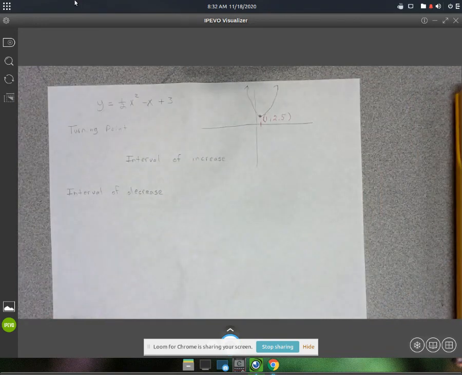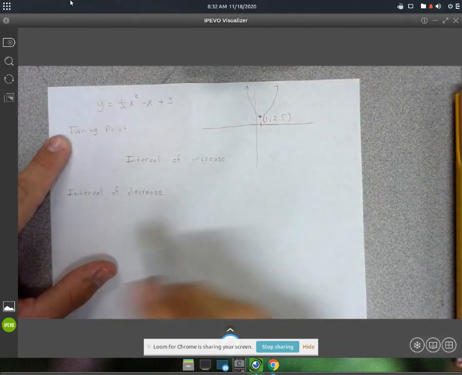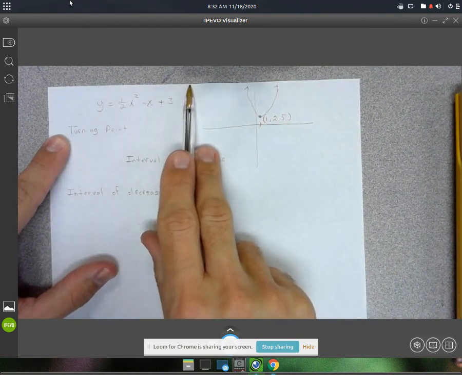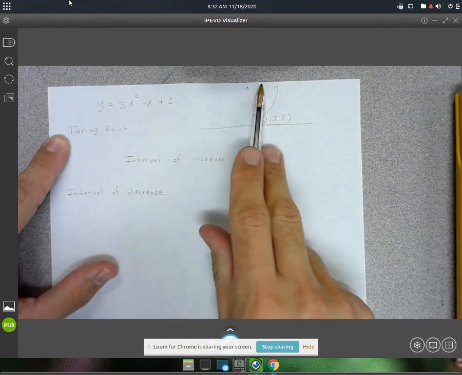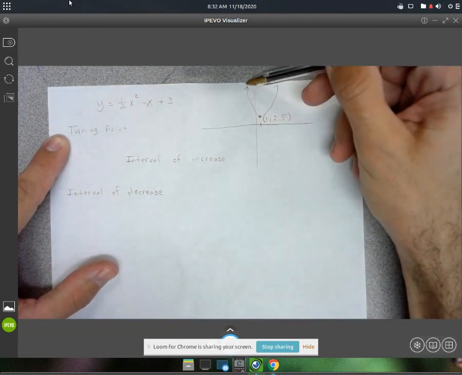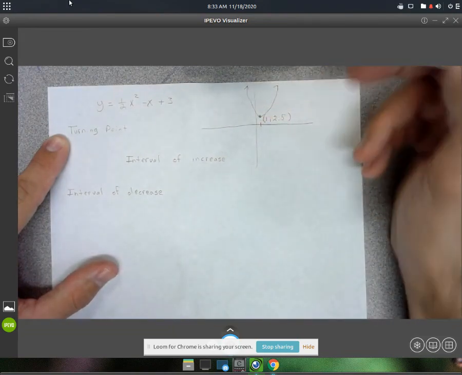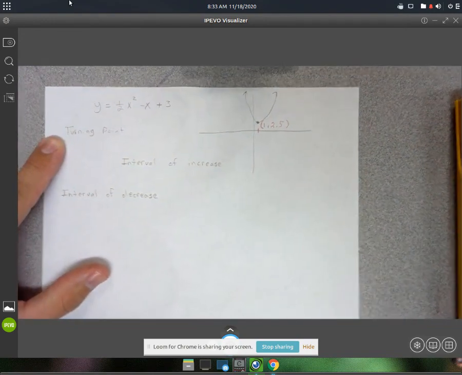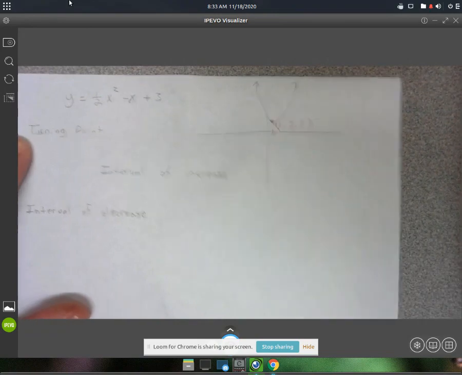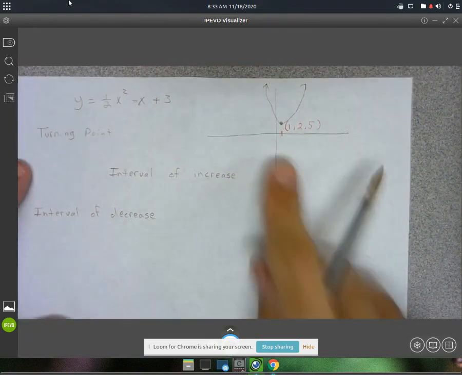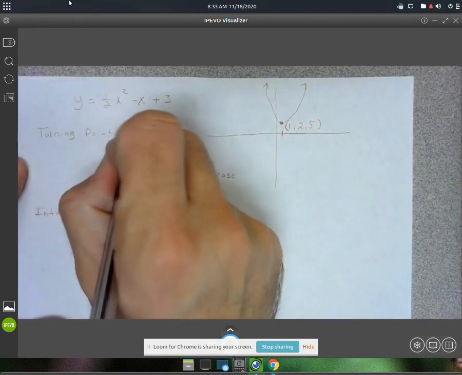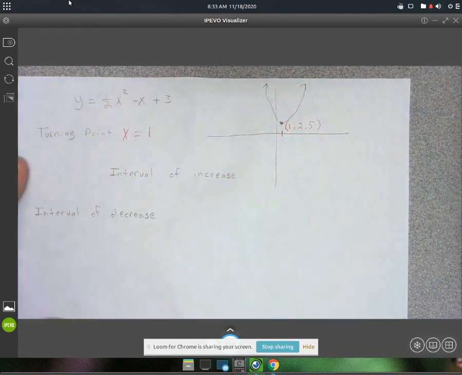All right, now for our turning point, we can see this thing is falling. From negative infinity until it gets to right here, the y values are actually falling. So positive 1 is the x value there. That 1 is the x coordinate of our vertex, or in this case, our turning point. So the turning point is x equals 1.